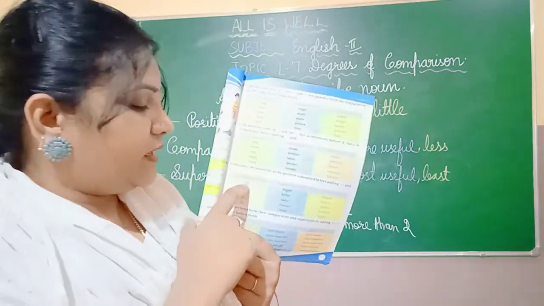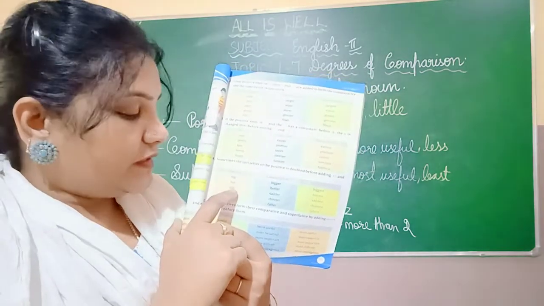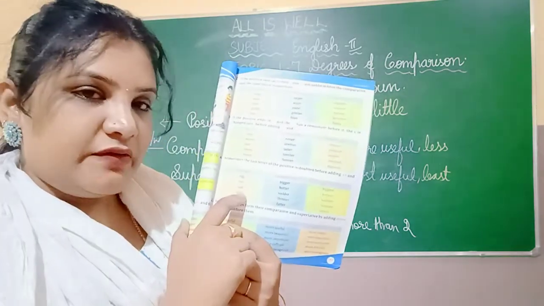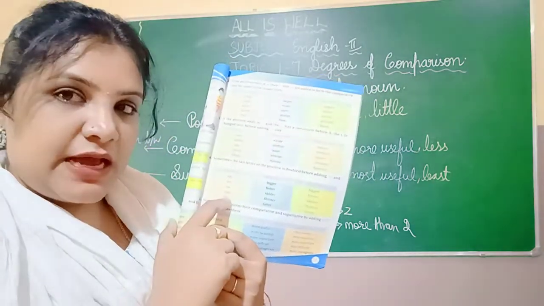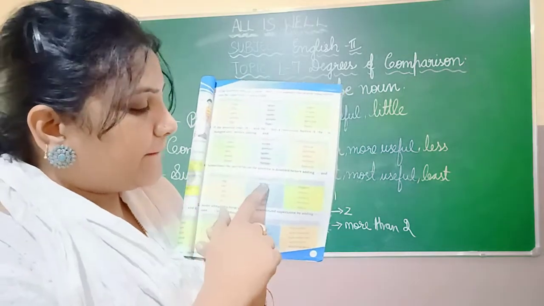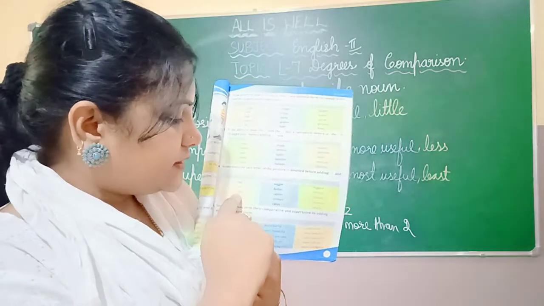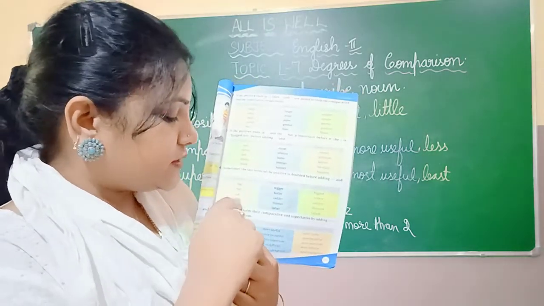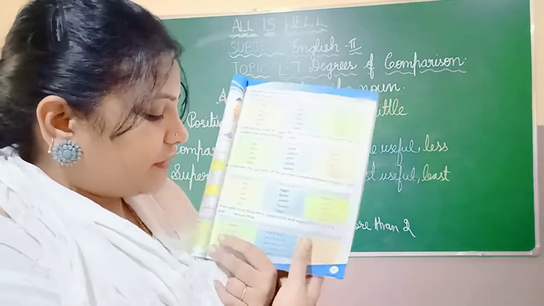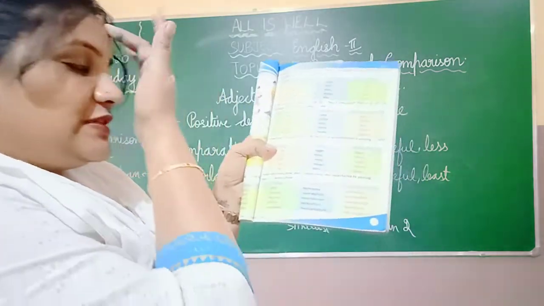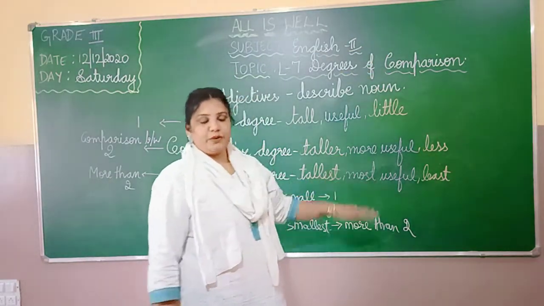Same way for certain words where the last letters will make it into double. Okay, now here you have big, you add another G. You have hot, you add another T. Sad, you have a D here, so add another D. Thin, you have an N here, add another N. Fat, okay, you have T here, add another T. So big, bigger, biggest. Hot, hotter, hottest. Sad, sadder, saddest. Thin, thinner, thinnest. Fat, fatter, fattest.